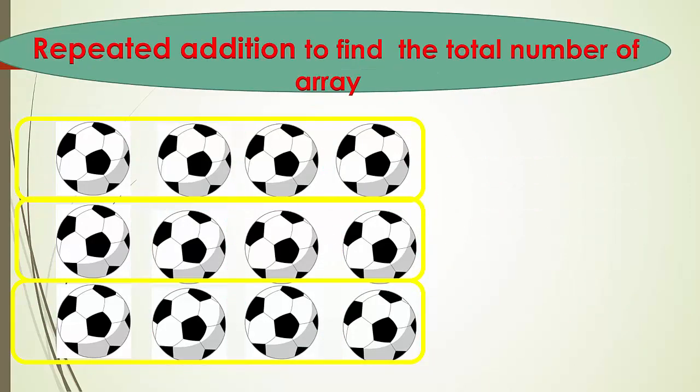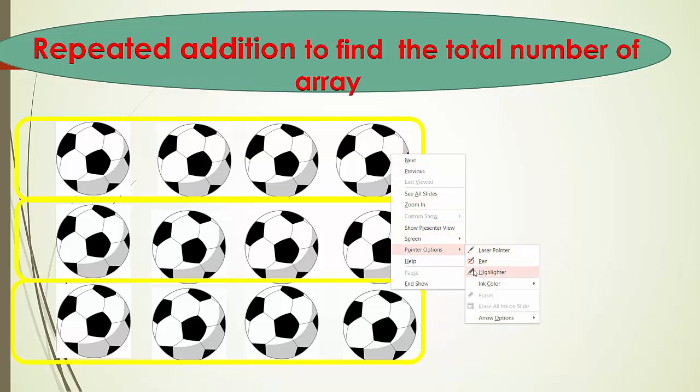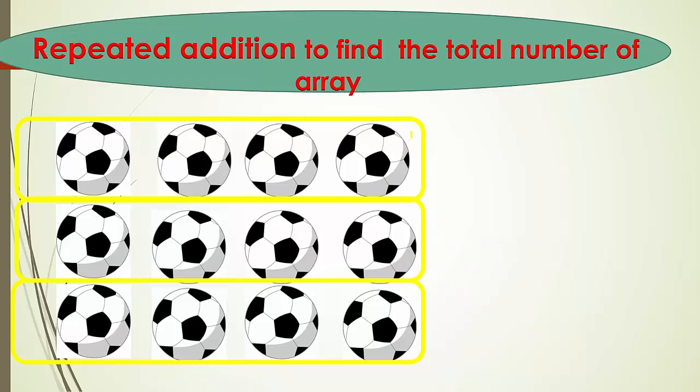Now I want to make a repeated addition sentence to find the total number of the array. Here, my students, look at me. Who can tell me how many balls are in the first row? Let's count together. 1, 2, 3, 4. In the first row I have 4 balls. In the second, 1, 2, 3, 4. In the third row, 1, 2, 3, 4. So each row has 4 balls.